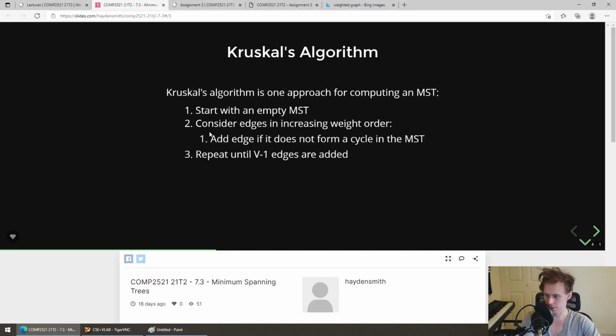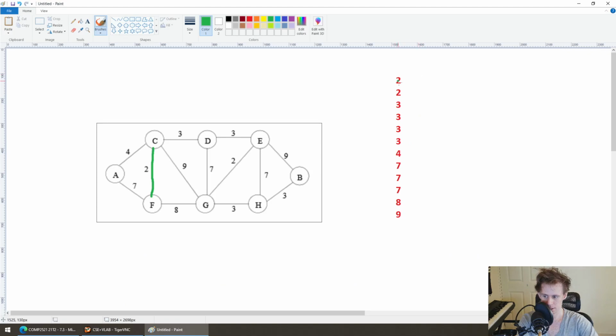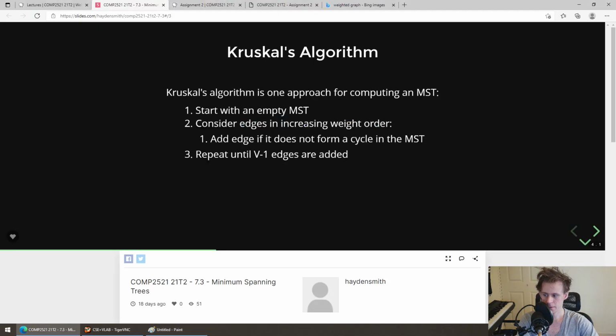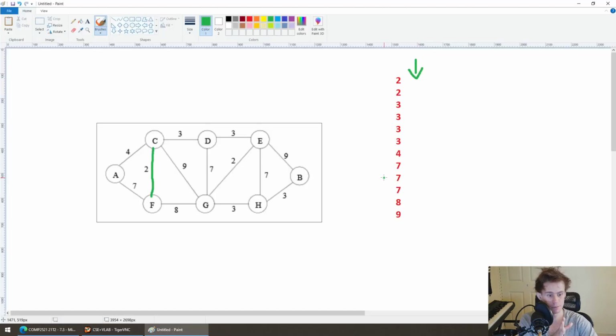Now you basically start filling in these lines and building the tree. Let's look at the real language. You consider all the edges in the graph in increasing weight order, right? So we start here and we go down. And we add an edge to our minimal spanning tree if it does not form a cycle. So at the start, our minimal spanning tree is empty. It's just nothing in it.